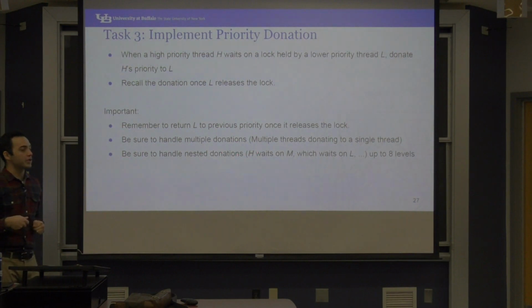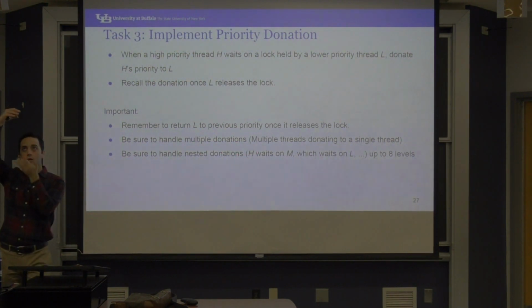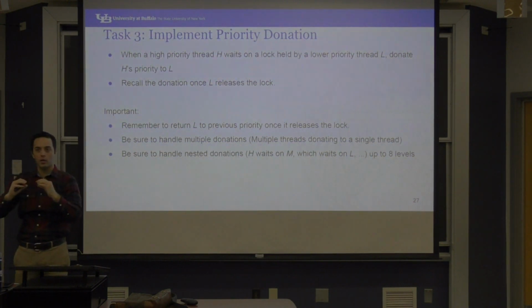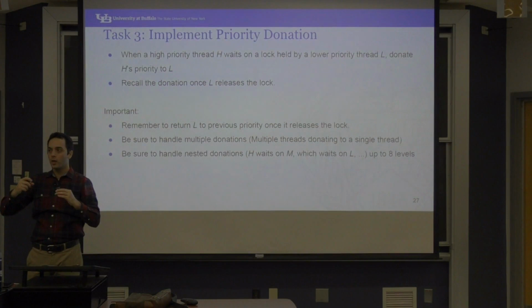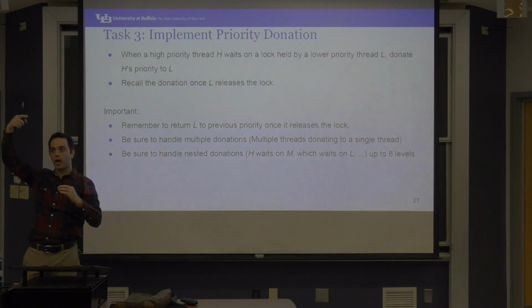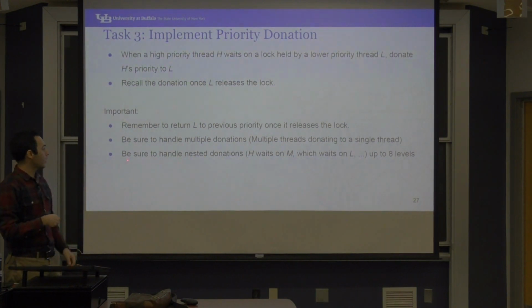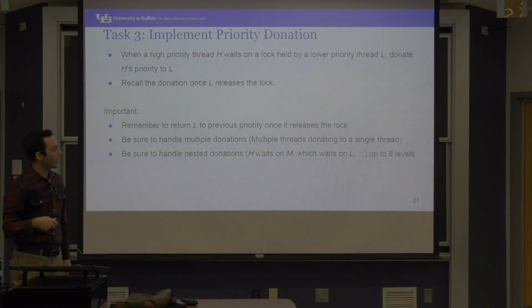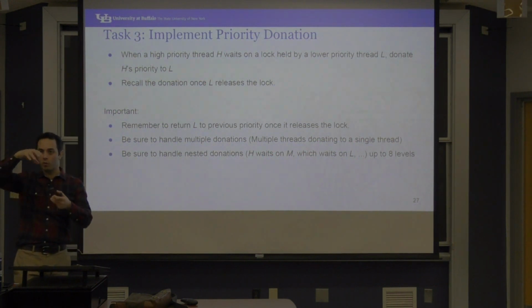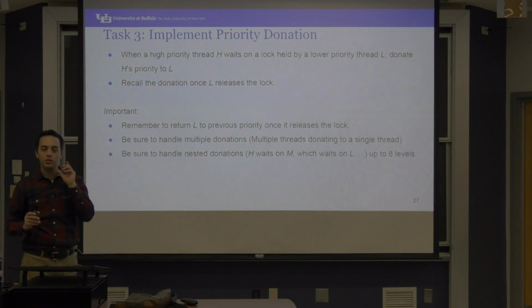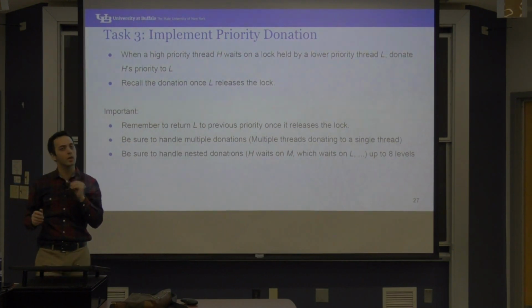Be sure to handle multiple donations, right? If there are 10 levels of priorities, and all of these want to wait for this lower priority, you have to remember that then the highest should be donated to this, right? This is something that we have multiple. And also there are nested donations. If H wants to wait on M, M wants to wait on L, and so on, the donation should basically propagate all the way, right? So you should think about this thoroughly, because what happens when the lock is released?